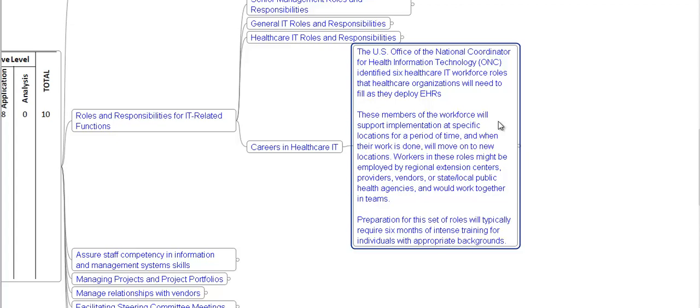Workers in these roles might be employed by regional extension centers, providers, vendors, or state and local public health agencies, and would work together in teams. Preparation for this set of roles will typically require 6 months of intense training for individuals with appropriate background.